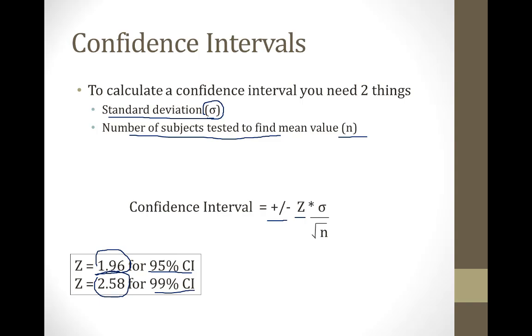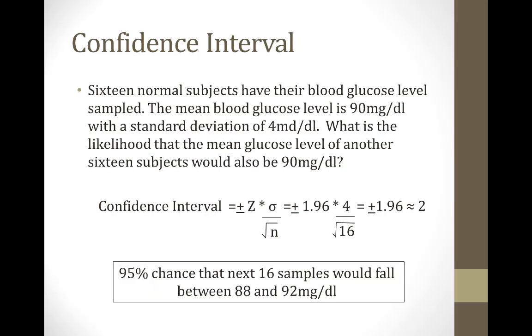So what you do is you take your data set, calculate the standard deviation, calculate the n, and plug it into this formula, and then you know what the 95% confidence intervals are. So let's go back to our example, and it says that 16 normal subjects were tested. So right away we know the number of subjects tested, it's 16. And then they said the blood glucose level was 90 with a standard deviation of 4. So they've given us the standard deviation. So we have all the things we need to calculate the confidence interval.